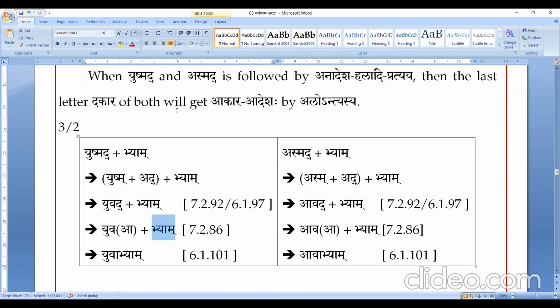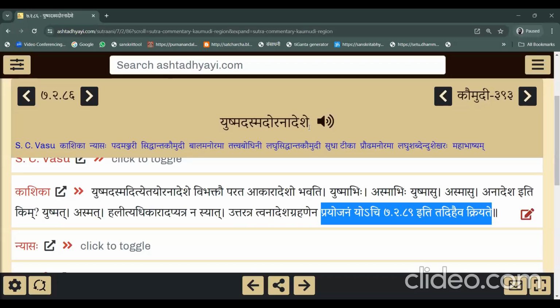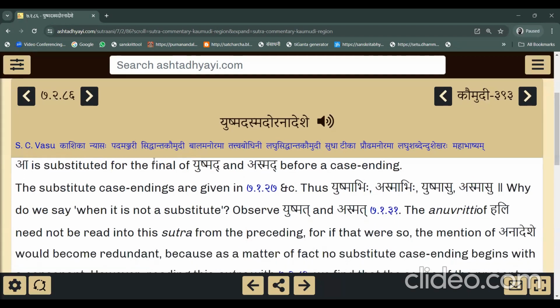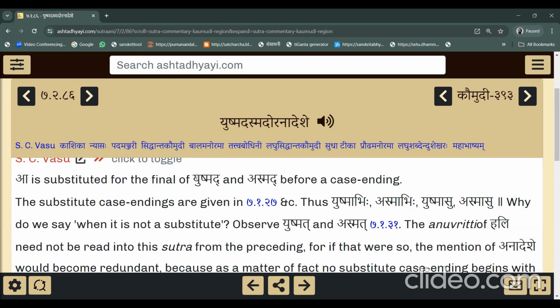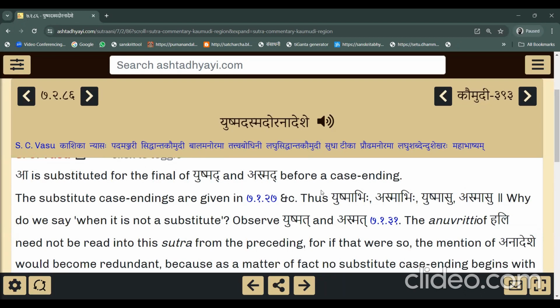The sutra says, Yushmadasmadoho Anadeshe. And Anadesha Vibhakti Pratyaya follows. By bringing the Anuvritti of Ali from the previous sutra, Ali iti adhikarat api atra nasyat. Ali iti adhikaraha. Ra will be the adesha for Yushmad Asmat when it is not a substitute.